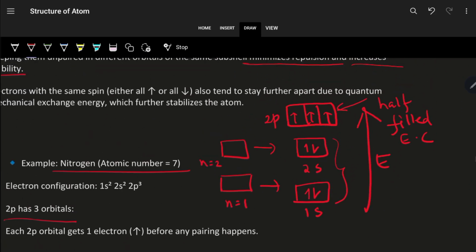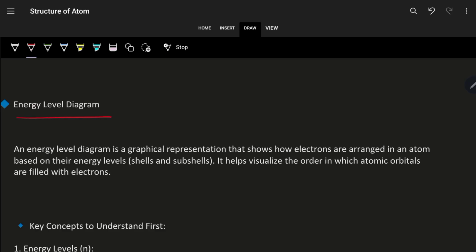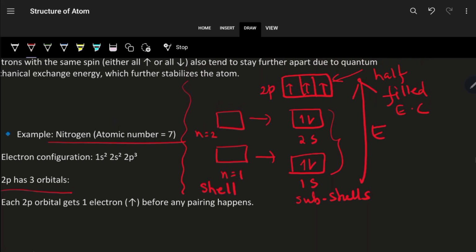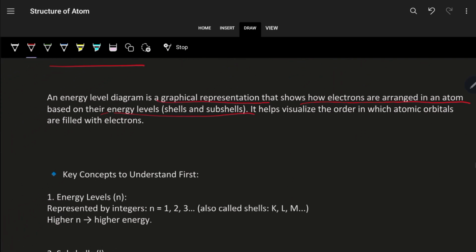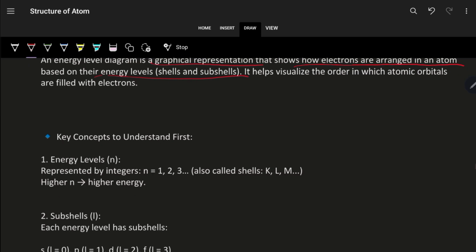Okay, so the one which I have done over here is the energy level diagram. That's why I have explained what an energy level diagram is also. An energy level diagram is a graphical representation showing how electrons are arranged in an atom based on the increasing order of their energy levels, shells and subshells. See, here what I have shown is the shell, and here what I am showing is the subshells as well. In case of p, you can see the subshells. So it gives you a visualization of how electrons are filled in atomic orbitals.